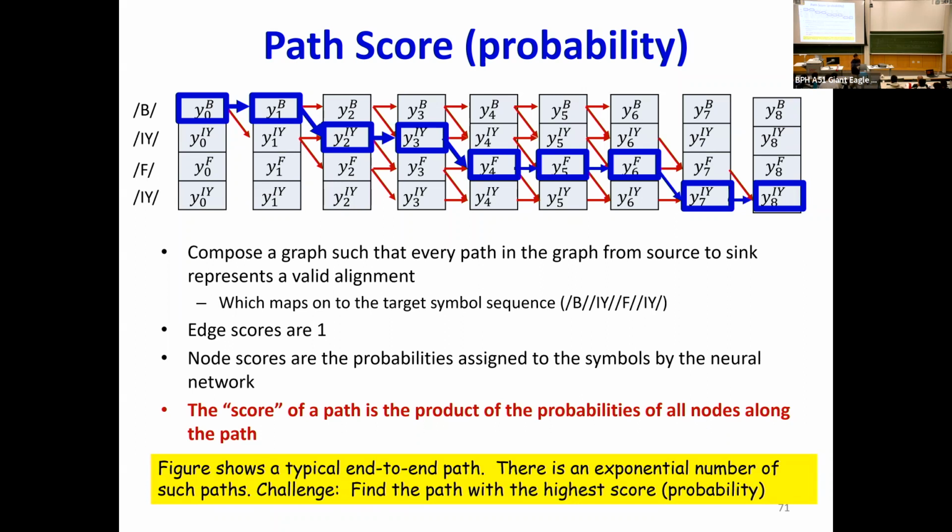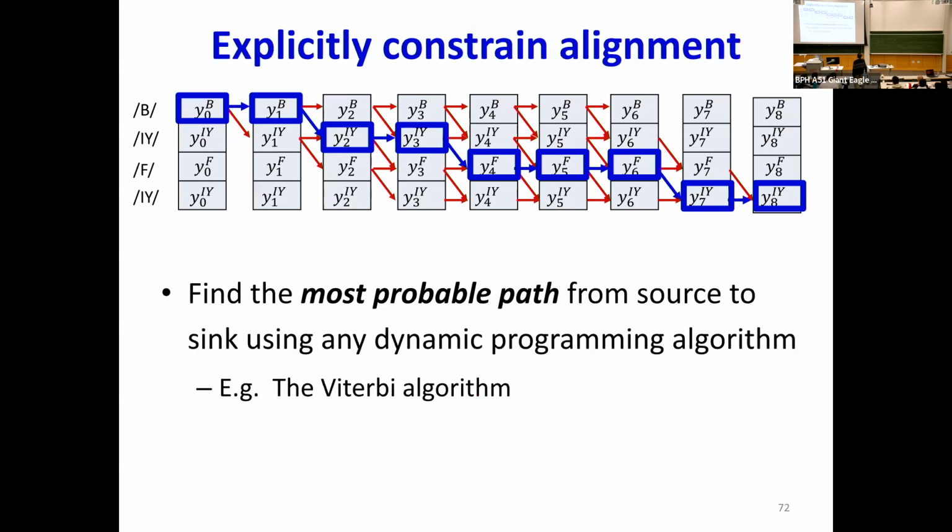If I were doing this naively, there's potentially an exponential number of such paths. So we really want to find some better way, but fortunately, we know how to deal with graphs. And that's what we will do. We want to find the most probable path from source to sink. And we can do this using any dynamic programming algorithm. And the most popular one amongst all of you is the Viterbi algorithm, which applies in this particular case because it's a time synchronous graph, right?